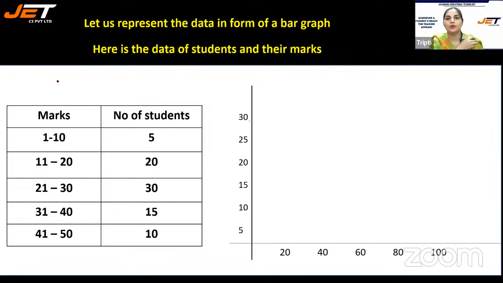So here is the data of students and their marks that they have scored. Students who have scored between 1 to 10, there are 5 students. 11 to 20, there are 20 students. 21 to 30, there are 30 students. 31 to 40, 15 students. And 41 to 50, there are 10 students again.